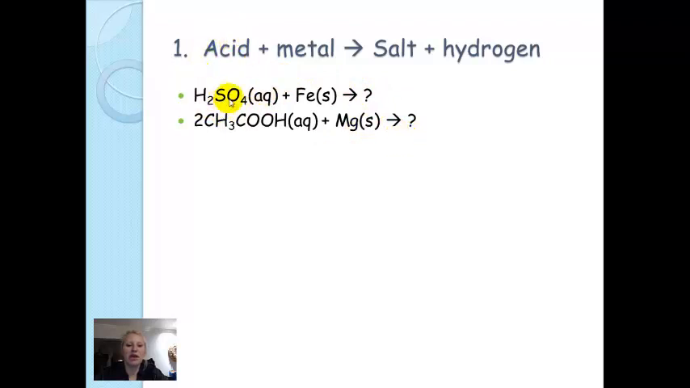Well, here we have sulfuric acid and iron, and we know we're going to form a salt plus hydrogen gas. So this is going to be a single replacement where the iron replaces the hydrogen to form hydrogen gas and iron sulfate. Here we have acetic acid and magnesium, and so here we're going to form magnesium acetate and hydrogen gas.